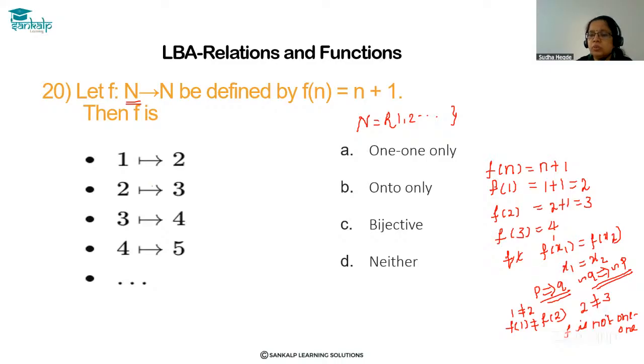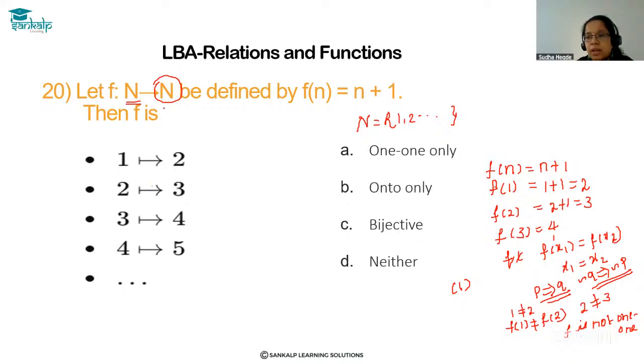Now check onto. What you have to do? For each image, you should find a pre-image. Correct? Now, 1 is also there in the codomain. What is the pre-image of 1? You don't have any pre-image. It will start from 2. Therefore, f is not onto. Are you getting?